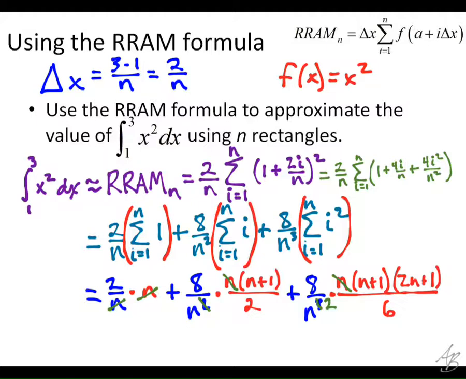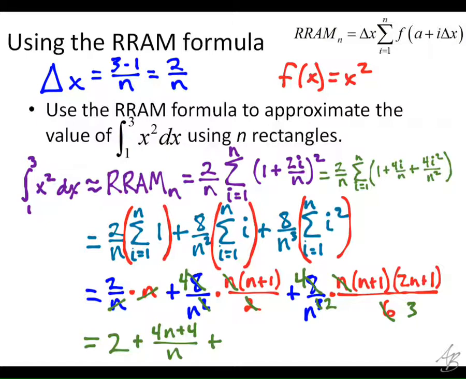There's also some other reducing that can happen. We've got an 8 and a 2 that'll reduce and give us a 4 out there. We've got an 8 and a 6 that'll give us a 4 and a 3 here. And so we're going to get something that looks a little bit simpler. This, if we simplify it, we're going to get 2 plus 4n plus 4 over n plus, I'm going to go ahead and multiply this out.